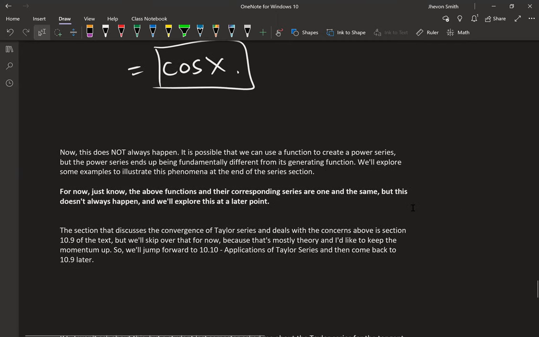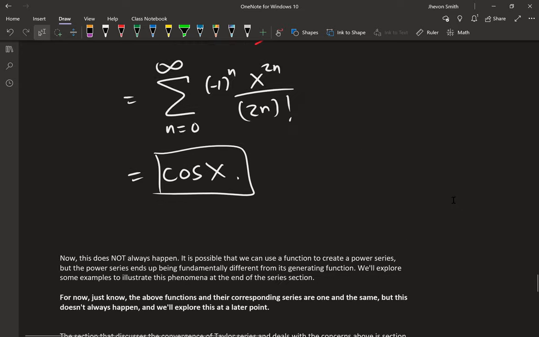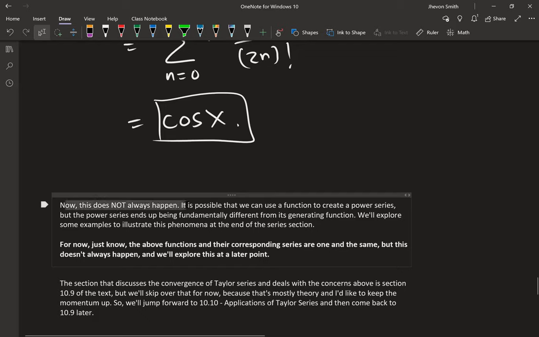If I went back through all of my old notes from algebra class, and everywhere I saw sine, I wrote the series instead, and everywhere I see cosine, I wrote the series instead, and everywhere I see e to the x, I wrote the series instead, nothing would change. Nothing at all. The series is the function. Whenever a Taylor series converges to the function, it means that the series is the function. However, it turns out that's not always going to happen. It is possible that I can use a function and create a power series, but the power series ends up being very different from the function that I started with.